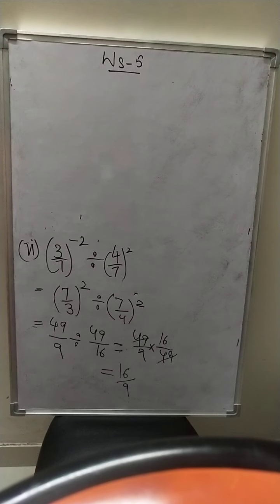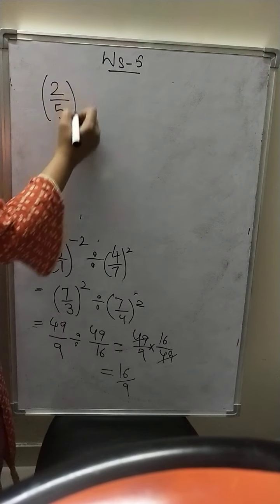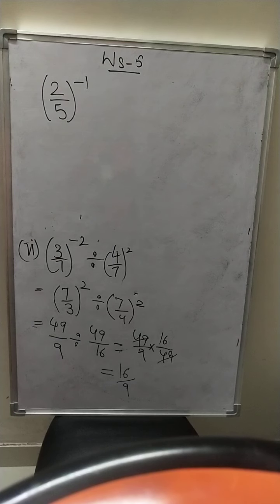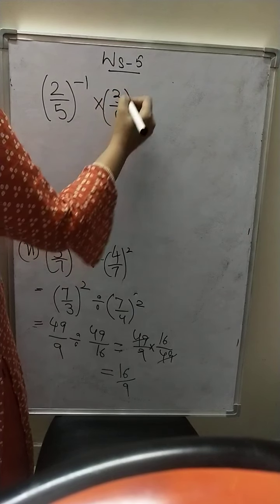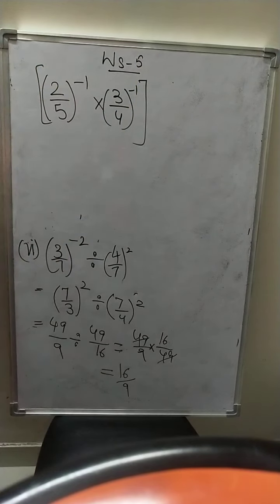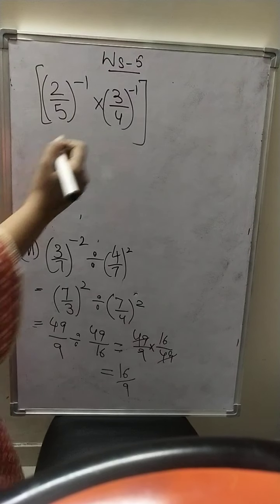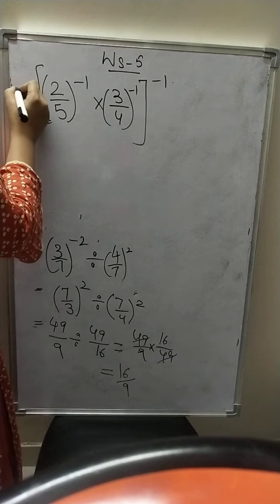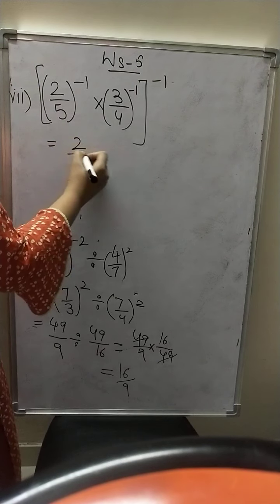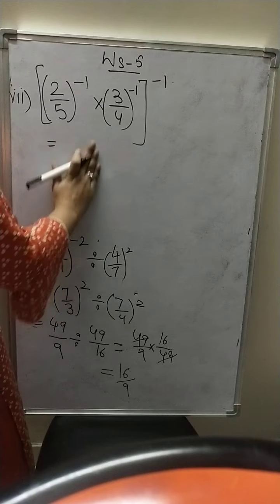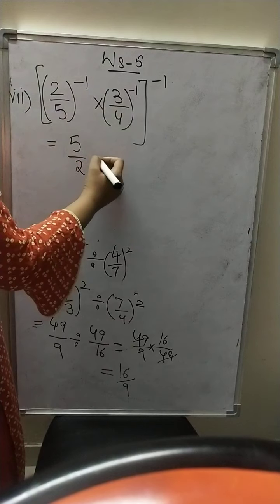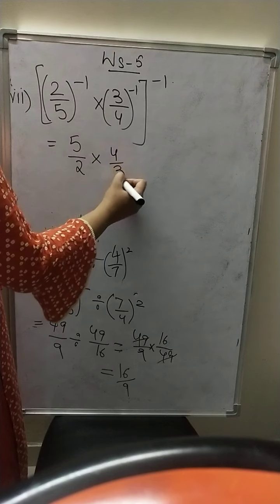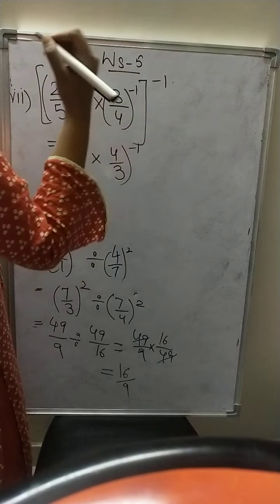So for the seventh part students, I have (2/5) raised to the power of -1. Then there is into (3/4) raised to the power -1. Then another square bracket is there, and what else do I have? The entire thing is again raised to the power of -1. So this is the seventh part. So now I have (2/5) raised to the power -1 students. So I'll take a reciprocal to remove the negative power. I get 5/2. Again 3/4 becomes 4/3. So the entire thing is raised to the power of -1.